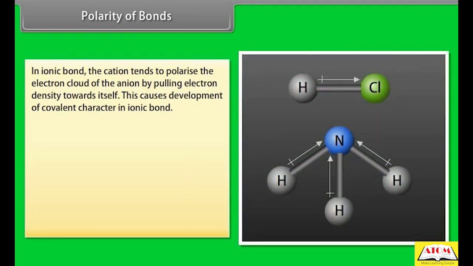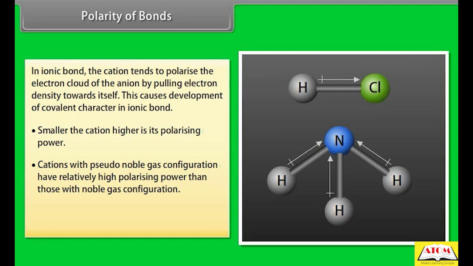Polarity of bonds. In an ionic bond, the cation tends to polarize the electron cloud of the anion by pulling electron density towards itself. This causes development of covalent character in the ionic bond. Smaller the cation, higher is its polarizing power. Cations with pseudo-noble gas configuration have relatively higher polarizing power than those with noble gas configuration. Larger the size of an ion, higher is its polarizability.